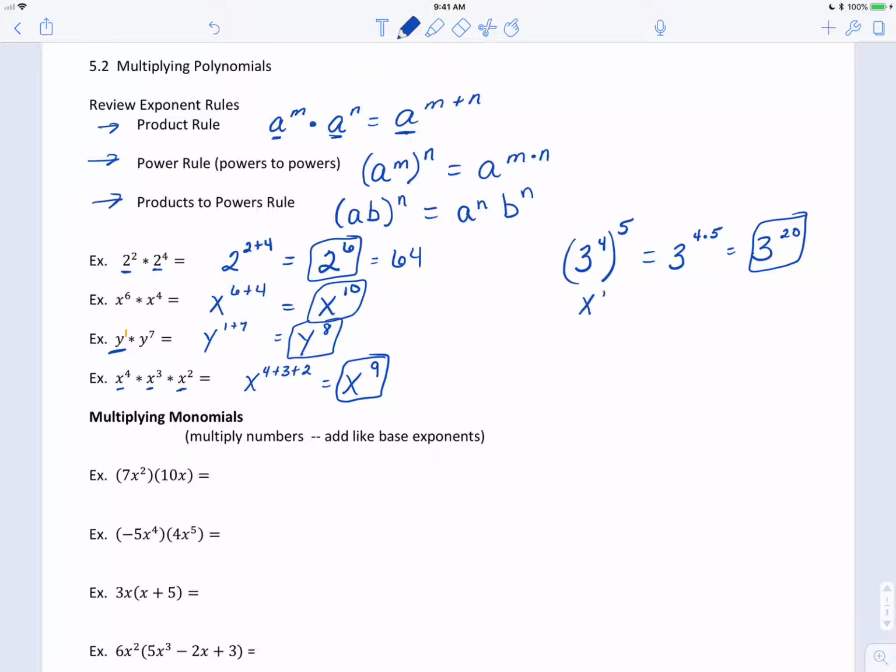Just like if we have x to the 9th power, then we bring it to the 10th power, that means we multiply those. X to the 9 times 10, which is x to the 90th power.